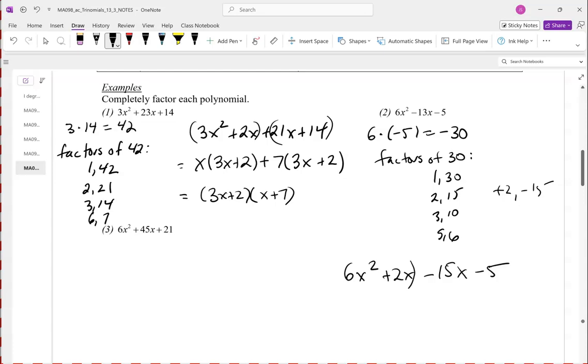Looking at the first two, what can you factor out? 2x, fantastic, good. There's a 2 in both coefficients and there's an x in both terms. You pull out the 2x, you're left with 3x plus 2. So I need to see a 3x plus 2 in the second chunk, don't I? What do you need to pull out?